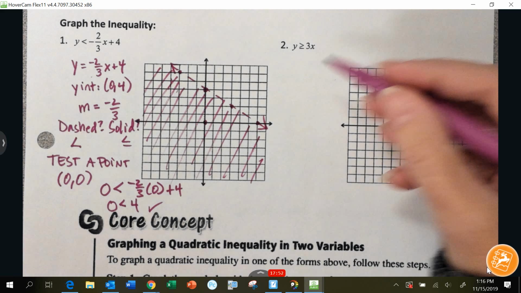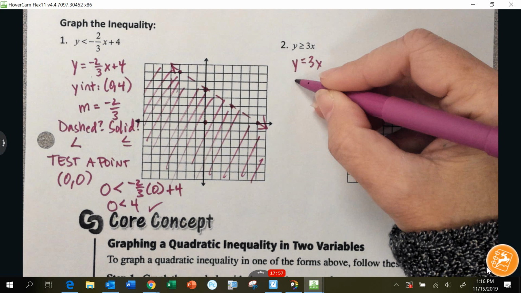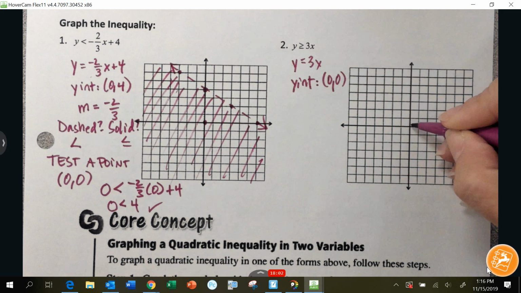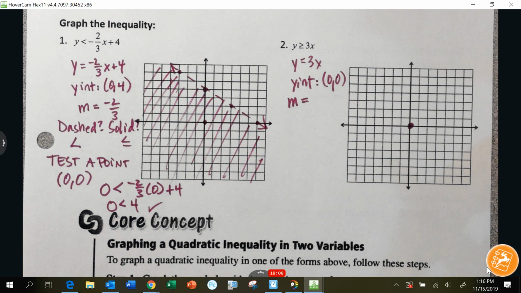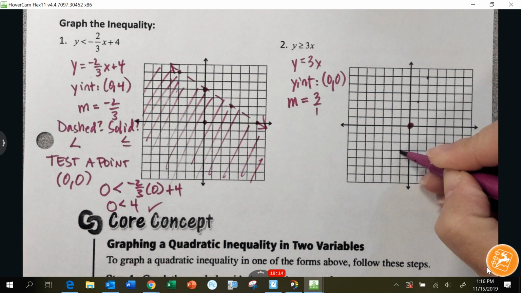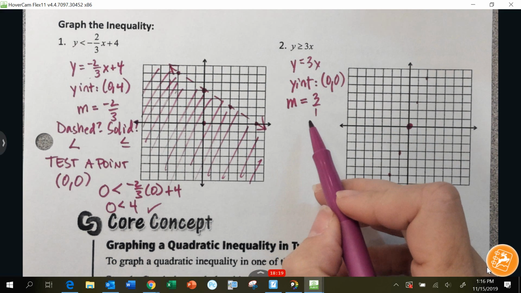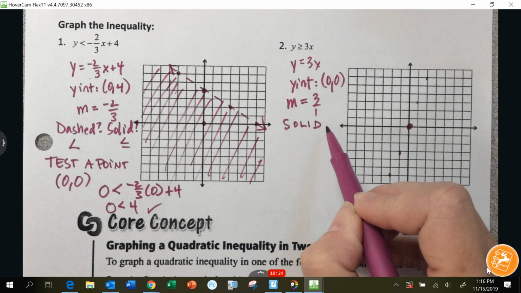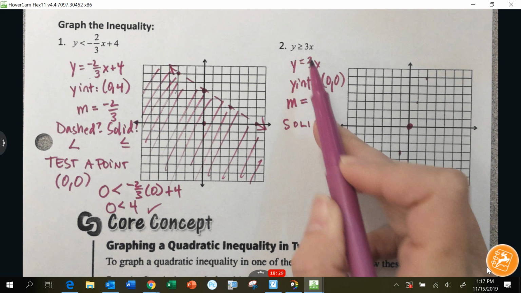y is greater than or equal to 3x. So we treat it like y equals 3x to begin with. What is the point that I start at, my y-intercept? And then from there, I'm going to move what? Up 3 over 1. I have to determine if it's dashed or solid. Why is it solid? Because it has equal to. So if it has a line, it's going to be a solid line.